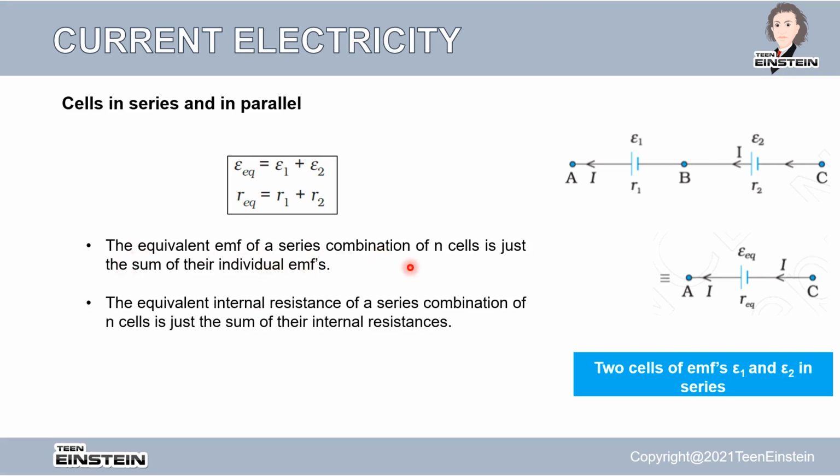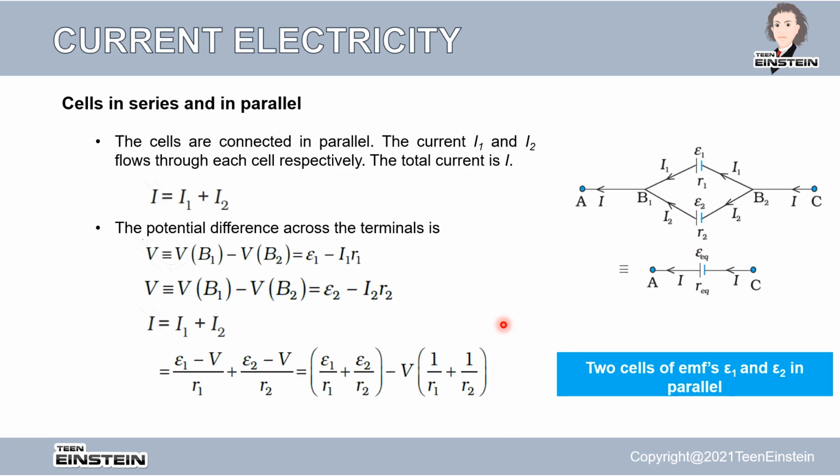So the equivalent EMF of a series combination of n cells is just the sum of the individual EMFs. The equivalent internal resistance of a series combination of n cells is just the sum of the internal resistances. Now let's go to the parallel combination, just like we did with the resistors. So the cells are connected in parallel.